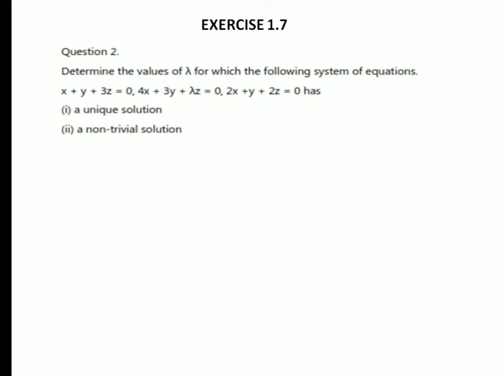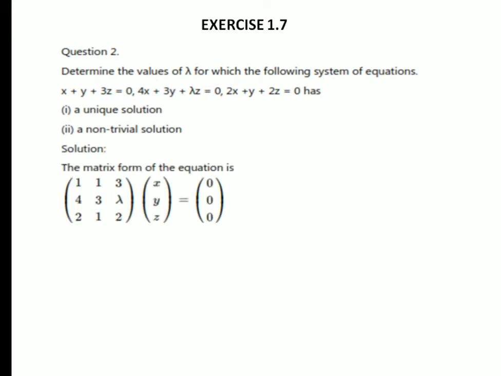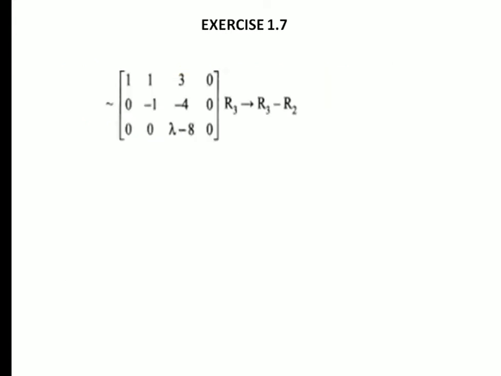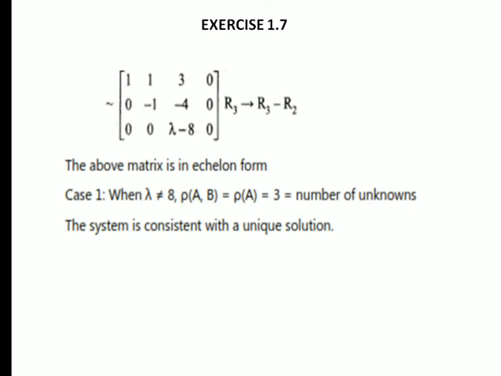Question number 2. Determine the value of lambda for which the following system of equations has a unique solution, and a non-trivial solution. Then write it in the matrix form. Then the augmented matrix. First you interchange row 2 and row 3. Then R2 minus 2R1, R3 minus 4R1. Then you get this. After that, R3 minus R1. The above matrix is in echelon form.